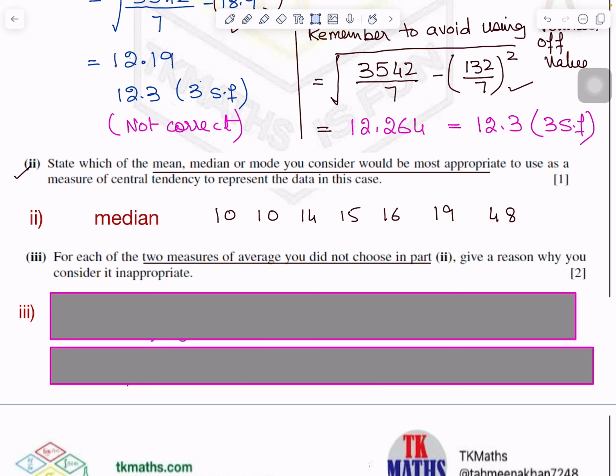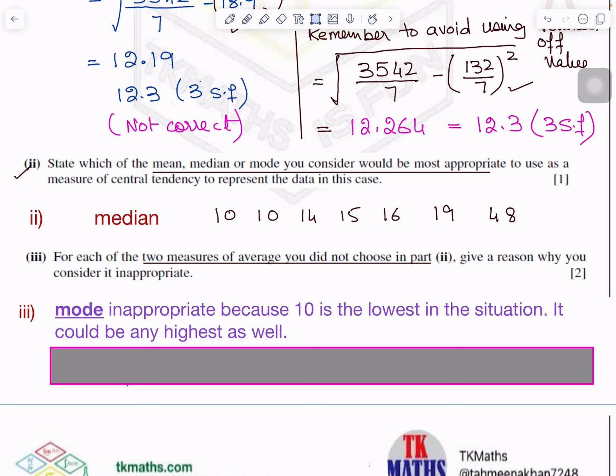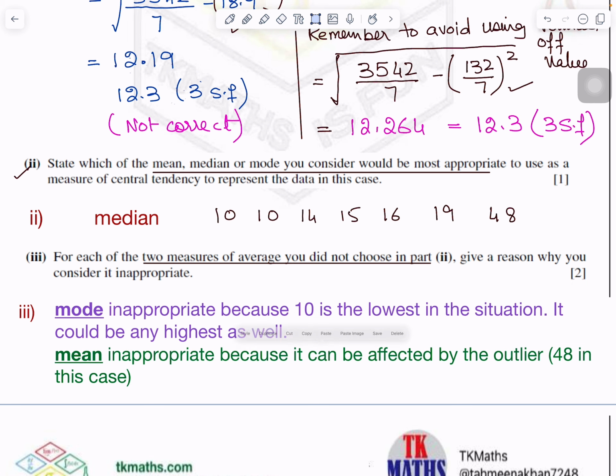Now let's see why we are not selecting mode and mean. Mode basically is the most occurring data. In this data, 10 is the most occurring, which is the lowest case. So the point here is, in this type of scenario, if you select the mode, it will not be a true representation of the central tendency. So that's why we are not selecting mode. It could be any other higher value also. It could be 19. So this is not a true representation.